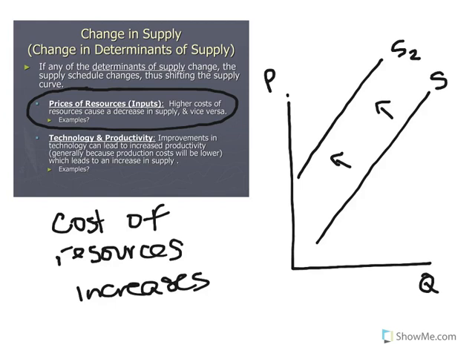Now, of course, the opposite would happen if the cost of resources were decreasing. If firms were paying less for all of their resources, then hypothetically what would happen is the supply would increase and the curve would be shifting in the other direction.